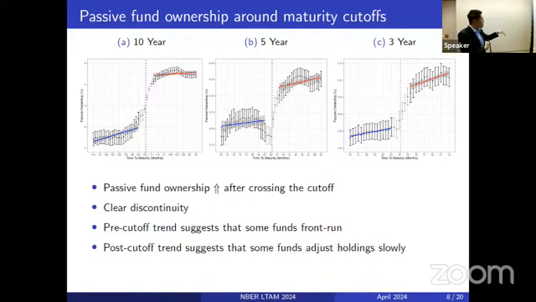If you look closer at the graph, you will see that there are some pre-cutoff trends, suggesting that some funds may front run the cutoff, and also there is some post-cutoff trend, suggesting that some funds will adjust their holdings slowly. This is all expected because first, the crossing event is fully predictable, and second, because passive funds in the fixed income market utilize a sampling strategy, which gives them some flexibility in terms of portfolio balance. But the key takeaway is that despite the flexibility, the mandate is still quite binding, that after crossing the cutoff, the passive ownership increased significantly.